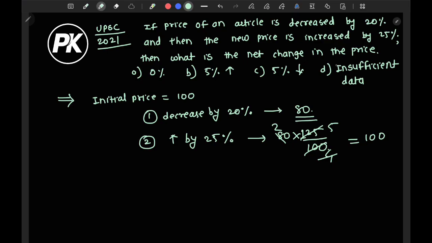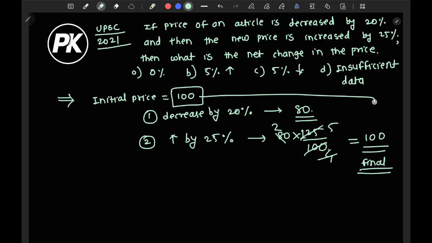Okay, then what is the net change in the price? So this is the final price after so many changes. Okay, and the initial price was 100, the final price is 100, so net change is what? 0%. So option A is correct. This problem again we can do with the old method.